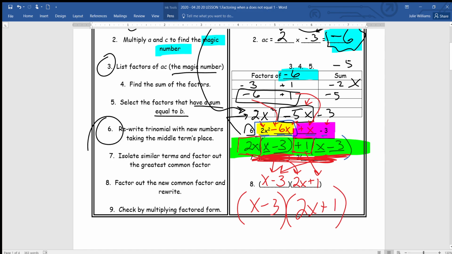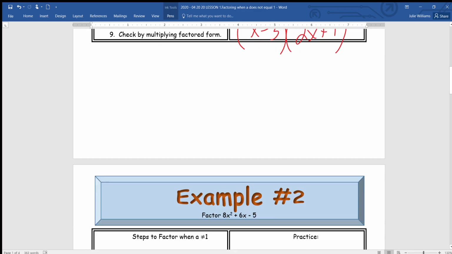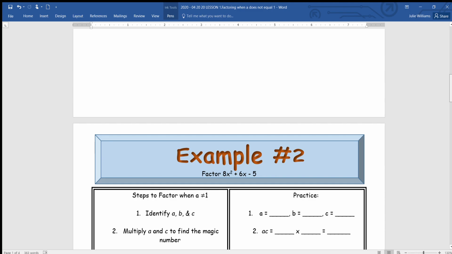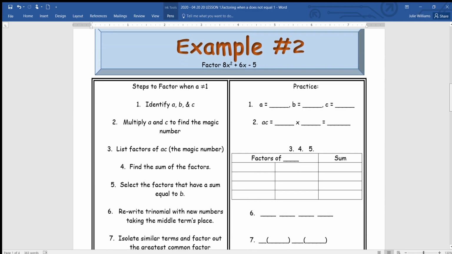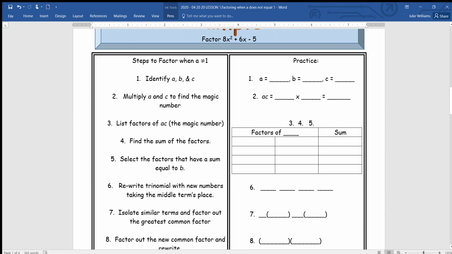If you were to multiply those two binomials together, you would get what we began the problem with, 2x squared minus 5x minus 3. Okay, lots of steps. Once you start doing this and getting into practice, it won't take you that long, but I want to go slowly here at the beginning. Okay, so let's look at the next one we have here.